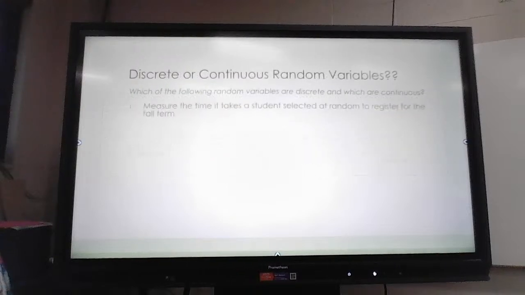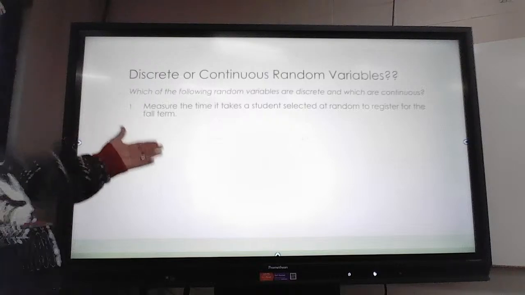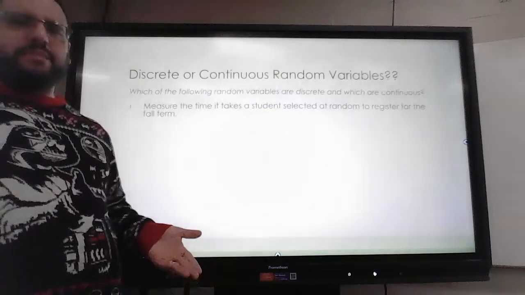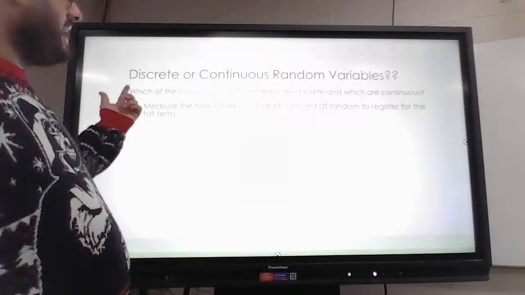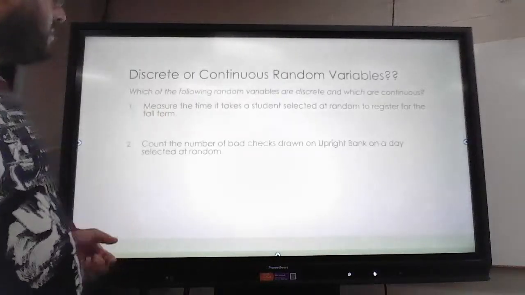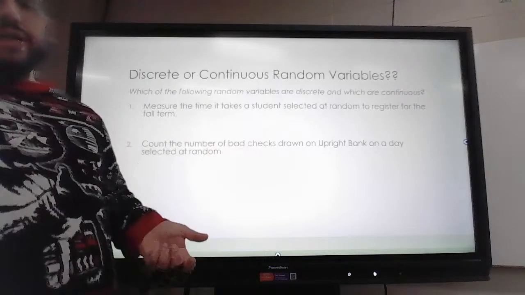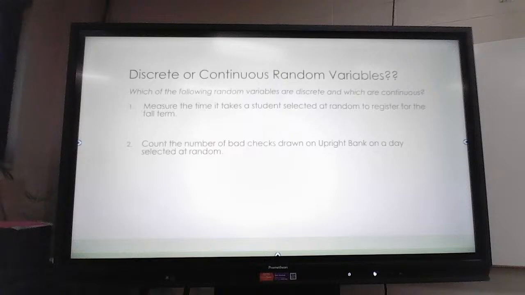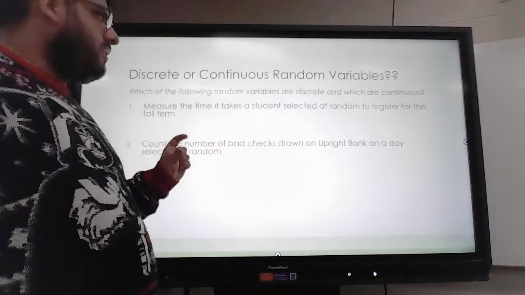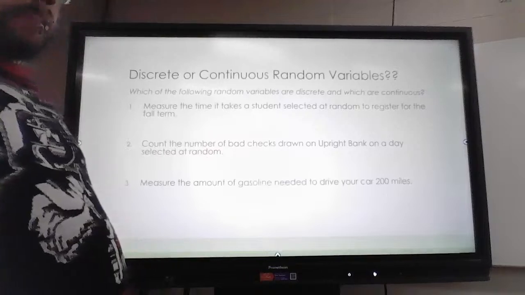So for example, measuring the time it takes a student selected at random to register for the fall term. What are we measuring? Time. Can time be expressed as a decimal? Yes, that is a continuous random variable. Counting the number of bad checks drawn on Upright Bank on a day selected at random. What are we measuring? The number of bad checks. Checks are whole. They usually don't write half a check. So we can only describe it using whole numbers. So this is a discrete variable.